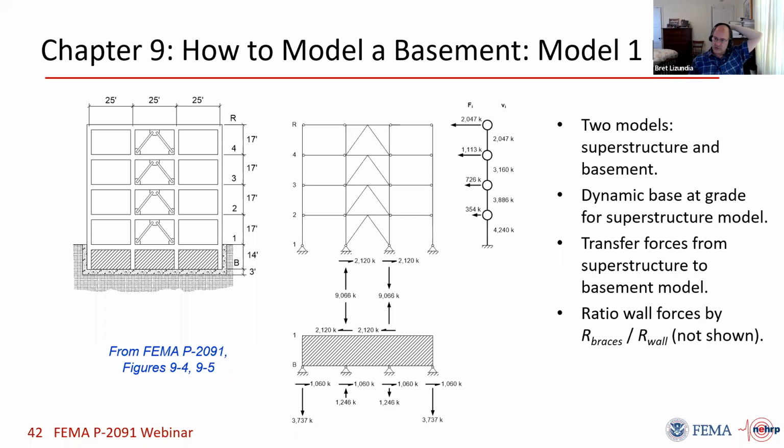Okay, so people have been doing that for many, many years, and that's how you would figure out what the loads are, both in your basement walls and that ultimately go down to the foundation. You may have different R values, a brace frame and a shear wall wouldn't necessarily have the same R, so you have to ratio things by that in order to do that.